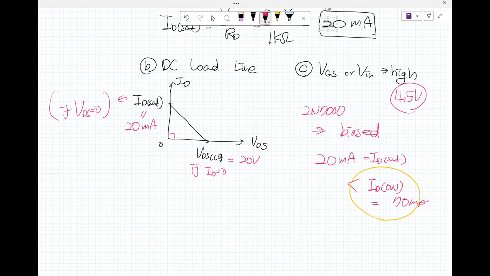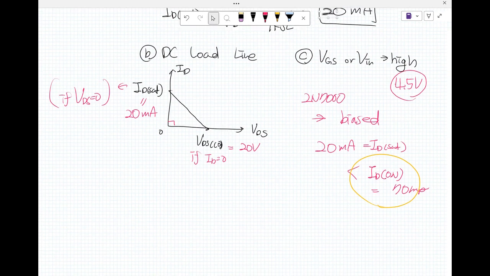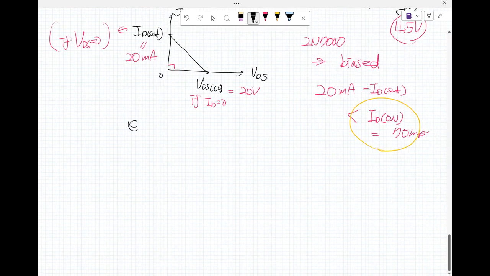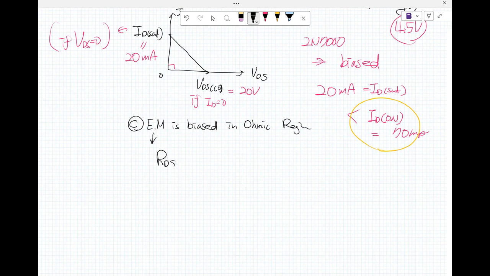And also, in bias, the E-MOSFET is biased in the ohmic region. The E-MOSFET operates as a resistor like this one, R sub ds.